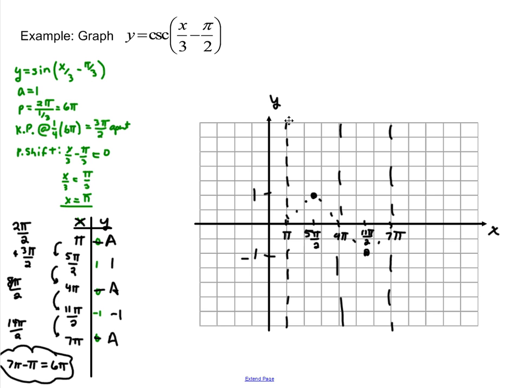The graph for the cosecant comes down along its vertical asymptotes, through that key point and back up along the vertical asymptote at 4 pi. Then at 4 pi along the vertical asymptote through its key point at negative 1 at 11 pi over 2. Then back down along its vertical asymptote at 7 pi. So one cycle of our function, cosecant of x over 3 minus pi over 2, is here.